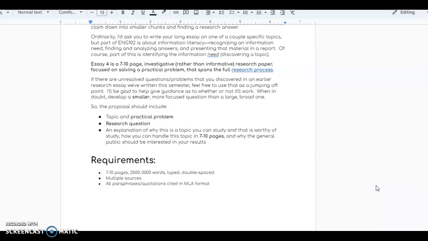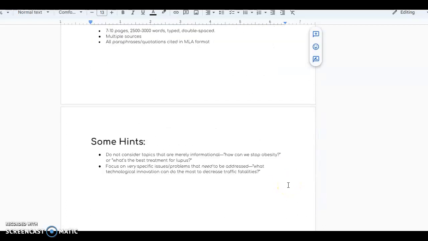Okay, you can't talk about cancer in 7 to 10 pages. You might be able to talk about some specific aspect of a specific kind of cancer, but you can't talk about it broadly. So it's about making sure that this topic is going to fit the page requirement. All right, and then, of course, why the general public would be interested. Why does this matter? 7 to 10 pages, 2,500 words, multiple sources cited in MLA format.